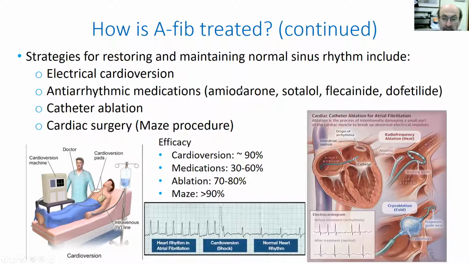Some of the common ones used are amiodarone, sotalol, flecainide, and dofetilide, which is Tikosyn. Another approach is what's called catheter ablation.